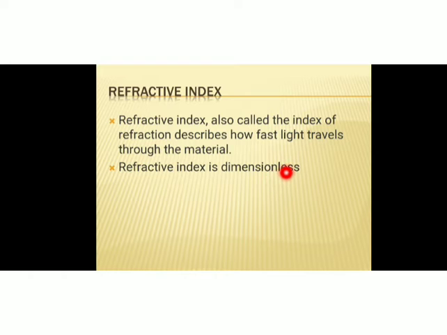Refractive index is a dimensionless quantity, and you will understand more about this definition when we discuss the rarer and denser medium concepts. Okay, so what is refractive index? Refractive index, also called the index of refraction, describes how fast the light travels through the material, or it also helps us understand the extent of deviation of a light ray when it passes from one medium to another medium. And also there is no unit for refractive index. It is a dimensionless quantity. It is just a number.